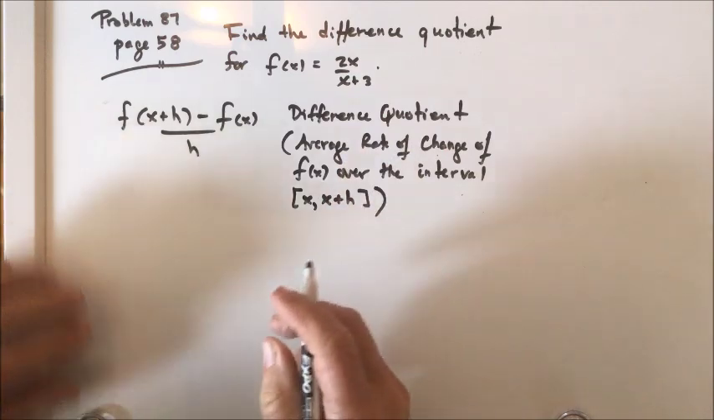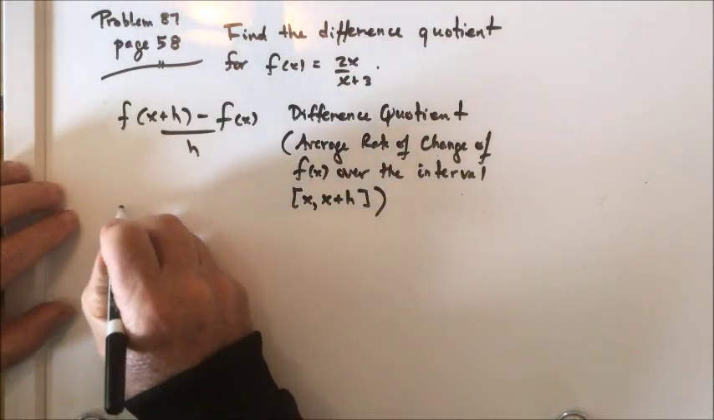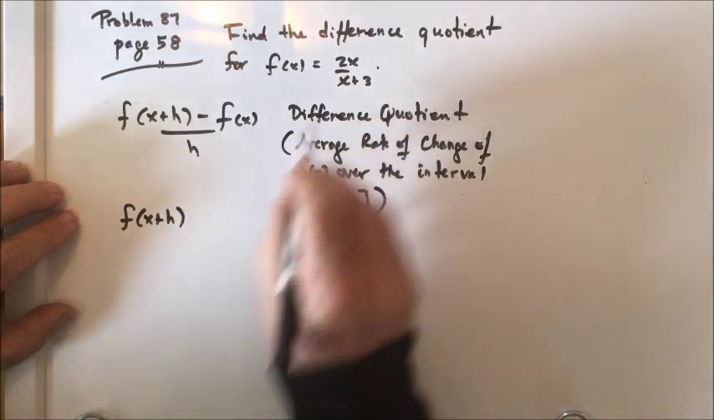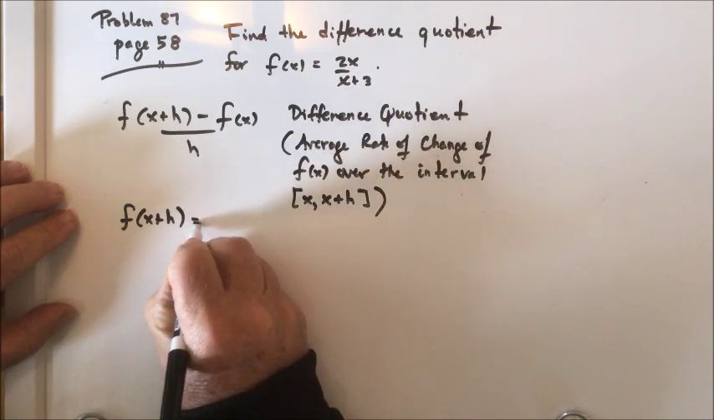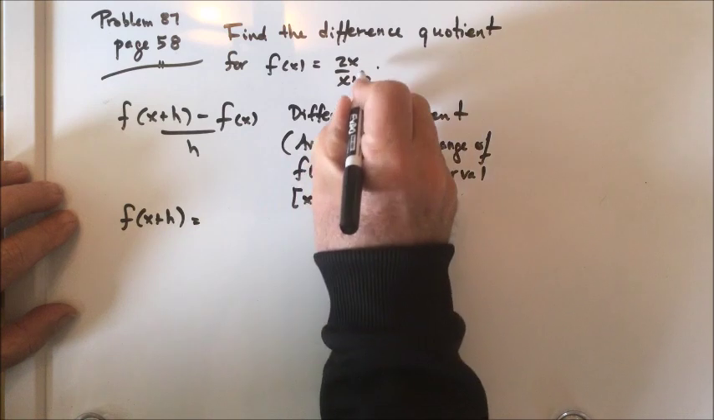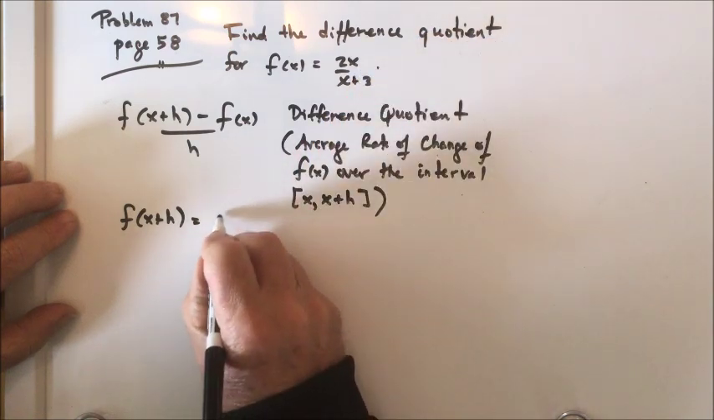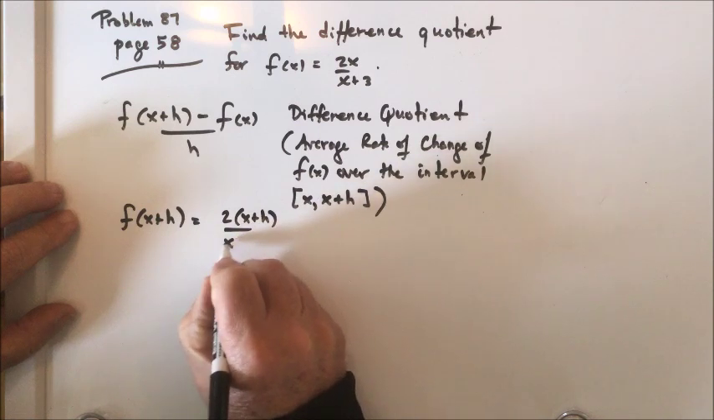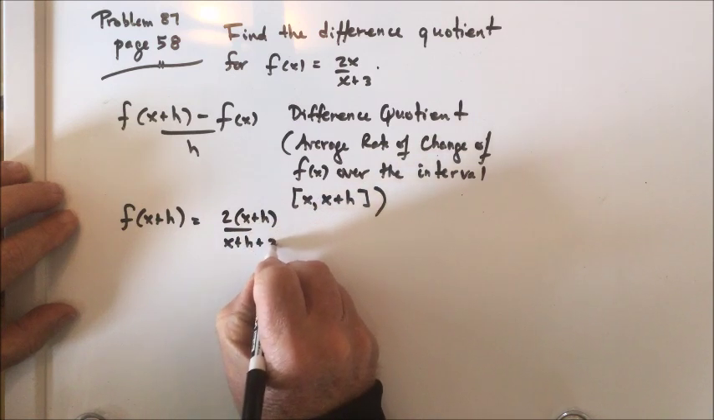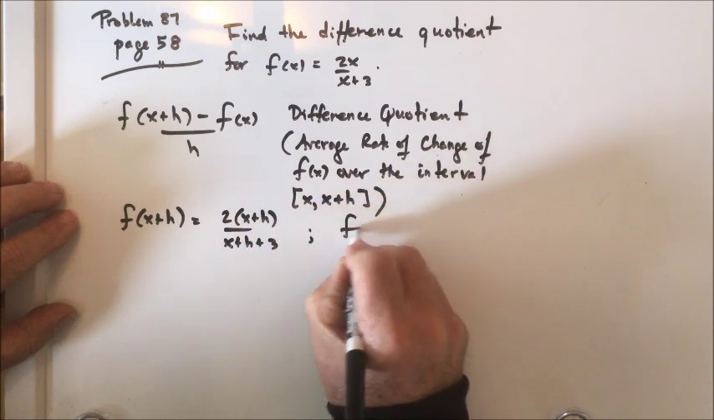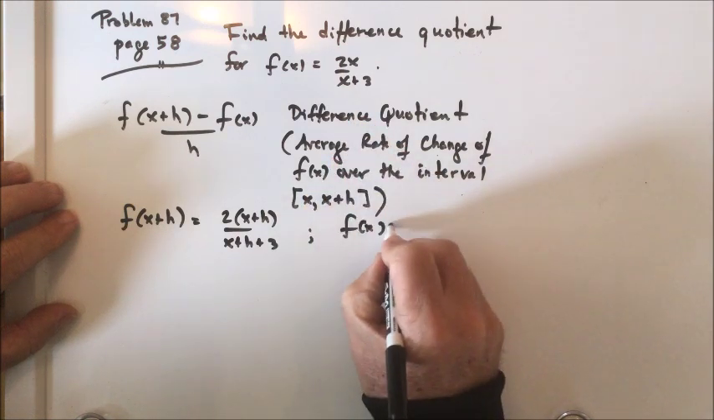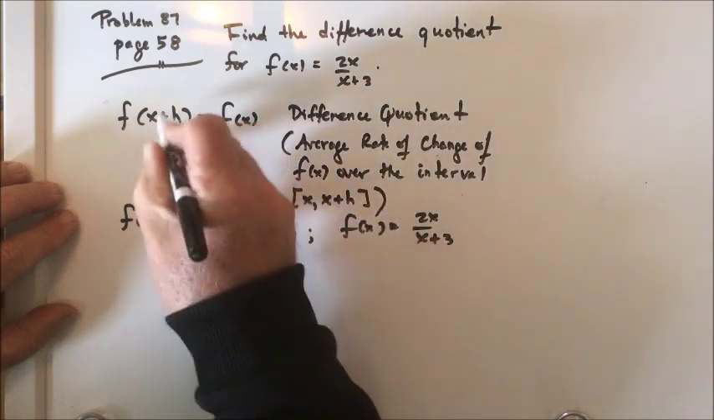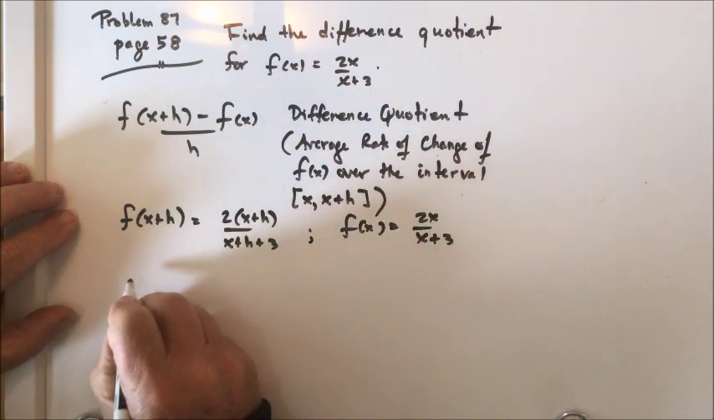All you need to do in this problem is to calculate f of x plus h. When you do that, all you have to do is insert x plus h every place you see an x here. So it's 2 times (x plus h) all over (x plus h) plus 3. And then write down f of x. There it is, 2x over x plus 3, and then form this difference quotient, right?